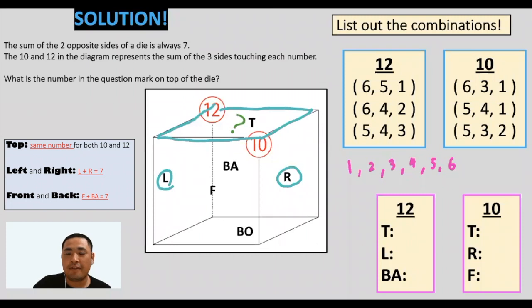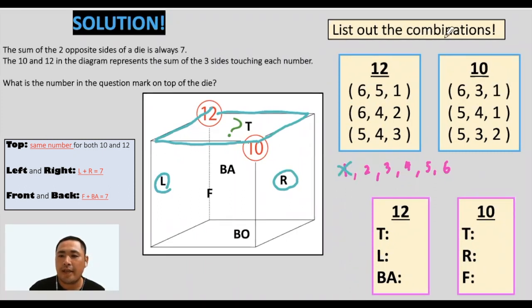Now let's see if the number 1 could possibly go on the top face. So let's look at the top combination here. It has 6, 5, and 1, and 6, 3, and 1. Now, because 1 should be the only number that's being shared between 10 and 12, since we have a 6, this combination wouldn't work. Now, if we go down a row here, we have 5, 4, and 1 for the 10. But because there's a 5 here, the 1 is not going to work.